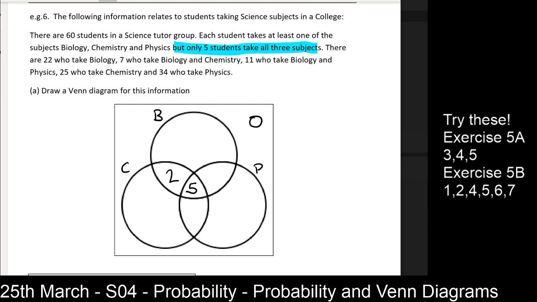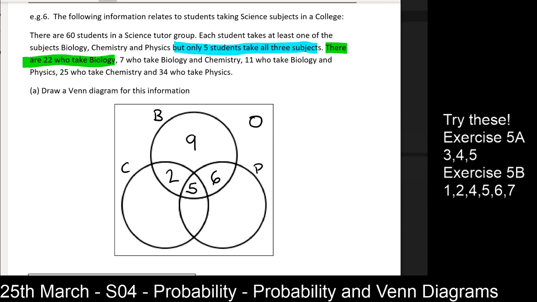I'm also told 11 take biology and physics, so this part here has to add up to 11. These are people that take biology and physics, regardless of whether they take chemistry or not. That whole bit there that I've shaded in has to add up to 11. So I've got 5 there already, so now I need a 6. And what that represents, that 6, is 6 people take biology and physics, but they don't take chemistry. 5 people take biology and physics, but they do take chemistry. Now I can go back to the fact that there are 22 who take biology, so the whole biology circle has to add up to 22.